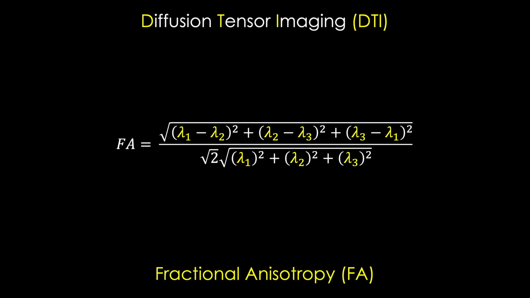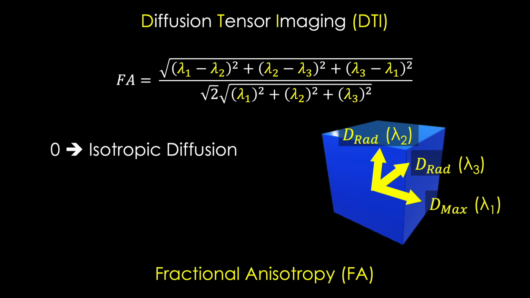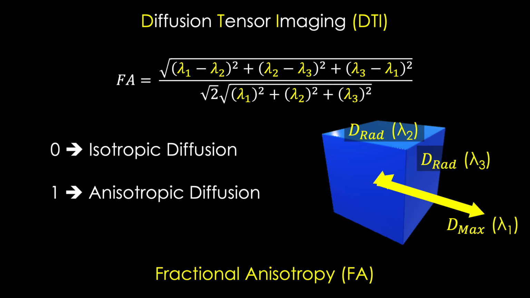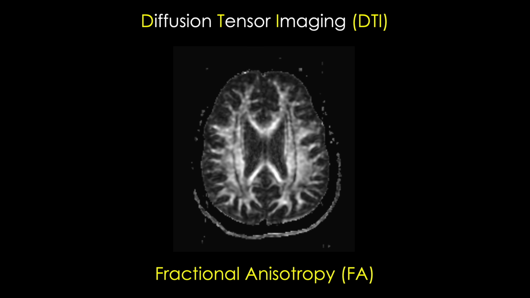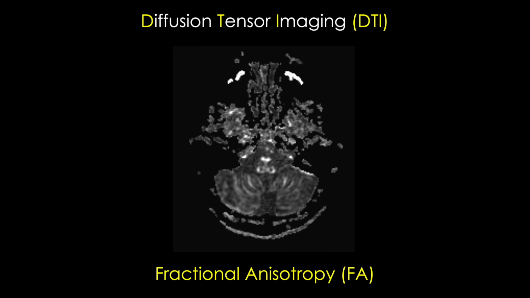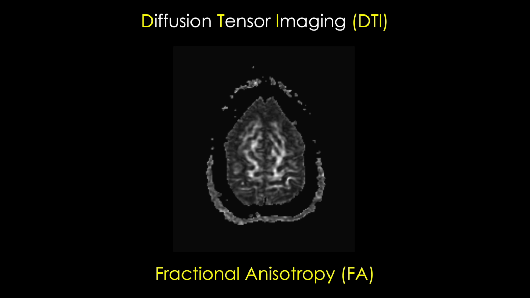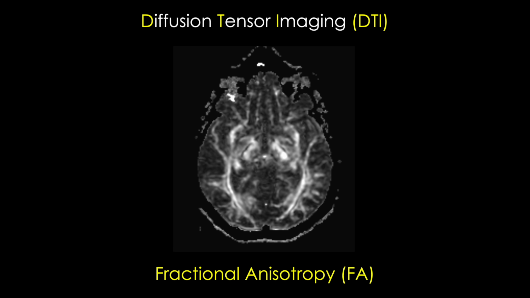This is the last math of the lecture, I promise, but if we use this formula consisting of our primary and secondary and tertiary eigenvectors and eigenvalues, we produce a value between 0 and 1, 0 being isotropic diffusion, equal in all directions, and 1 being anisotropic diffusion, diffusion only along one direction. We can then use these values of 0 to 1 for each voxel to produce these beautiful images where the closer to 0 the voxel is, the darker it is, and the closer to 1, the brighter. Notice how these bright areas look an awful lot like white matter tracts where we expect to find highly directional anisotropic diffusion.